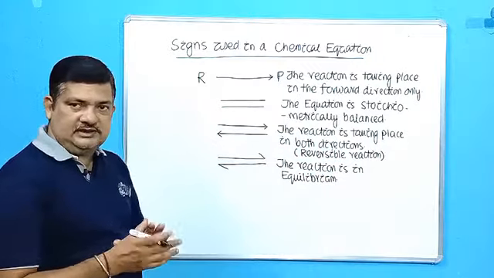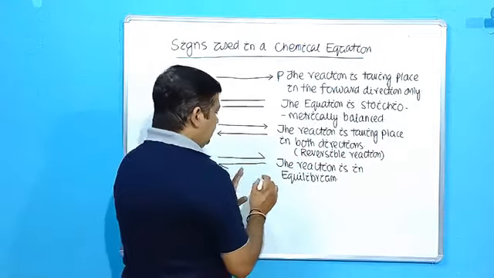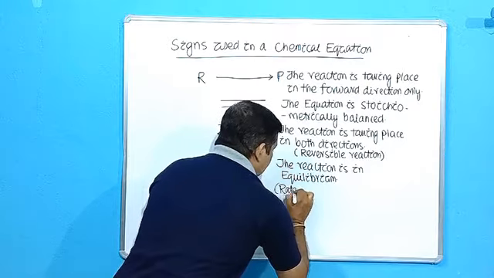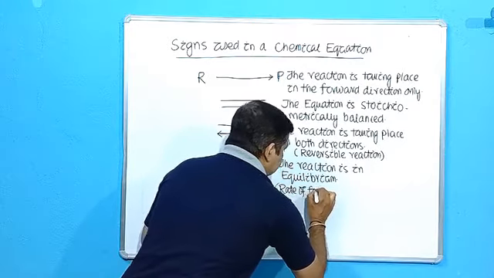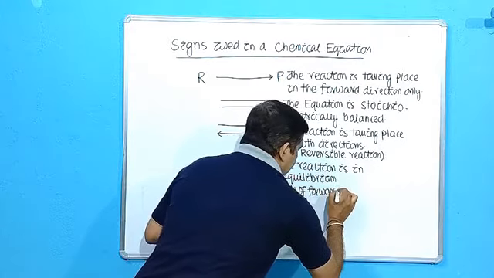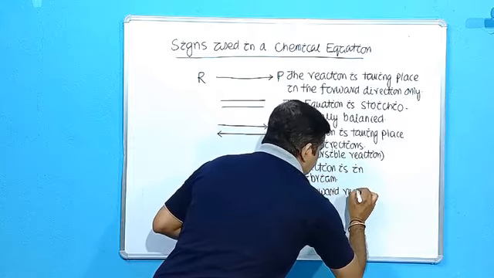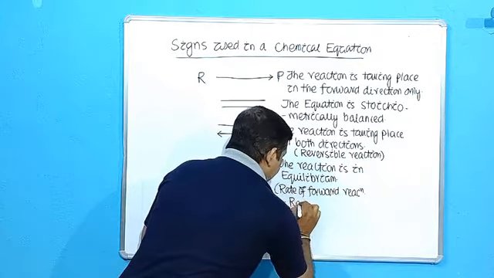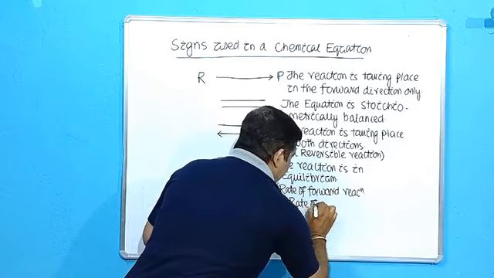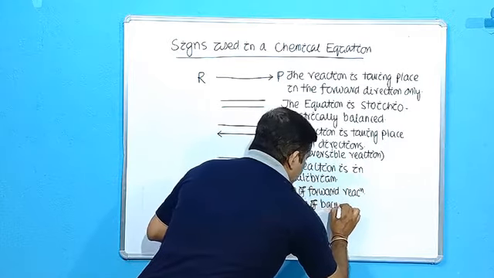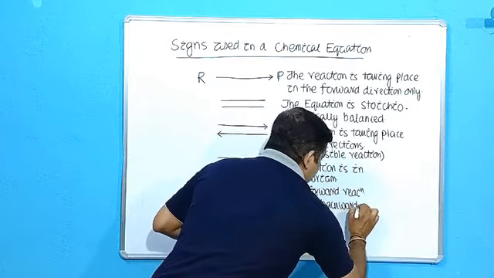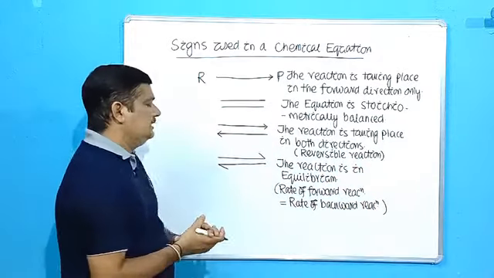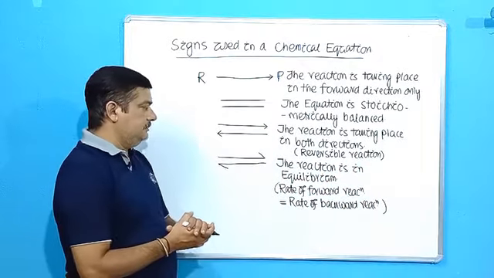So in first year we will be studying the chapter equilibrium. For the time being, you know what equilibrium is. When the rate of the forward reaction becomes equal to the rate of the backward reaction, okay, this is called equilibrium.